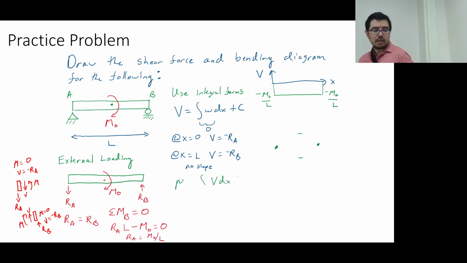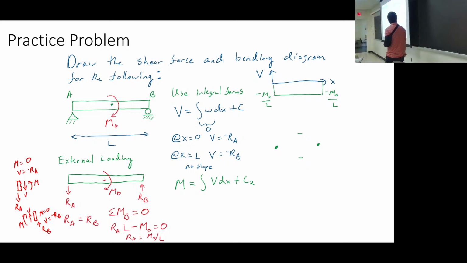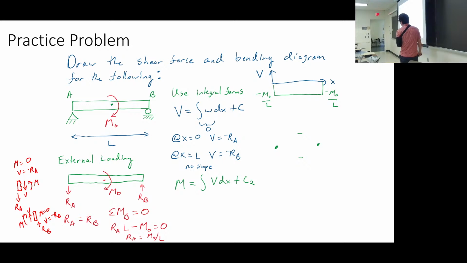Next equation. M is equal to the integral of V dx plus another constant. Well, do we have a V? Yeah, we have a V now, and we got a concrete value for it. It's minus M naught over L. So it's a constant. What does this mean? That means that M is going to be first order. So if M is a first order system, we know it's going to be linear, and we have an idea that it's going to have a negative slope.